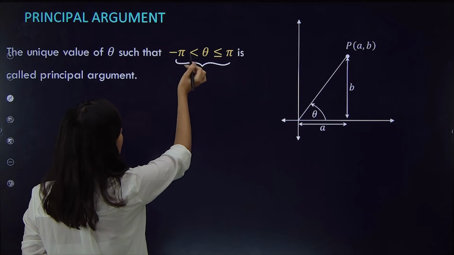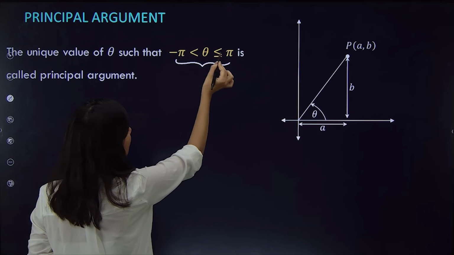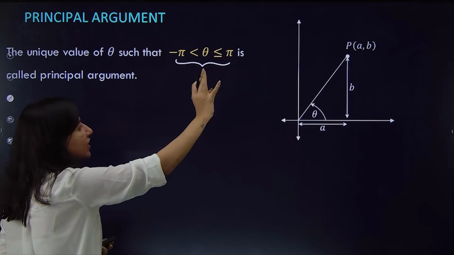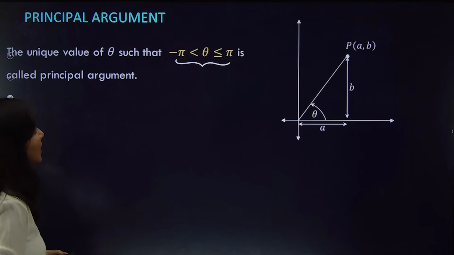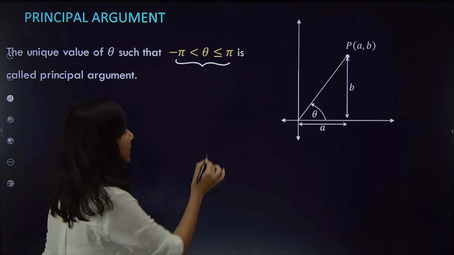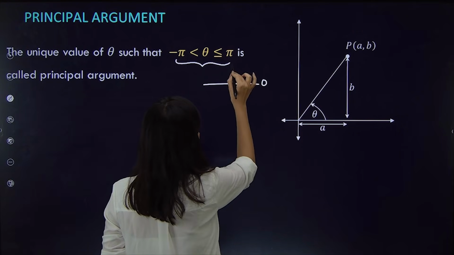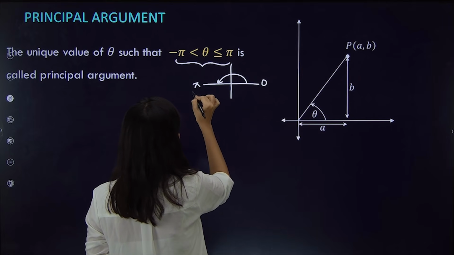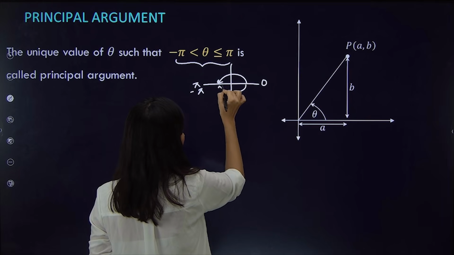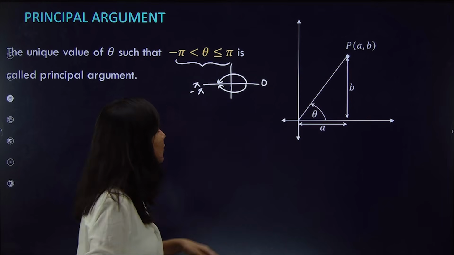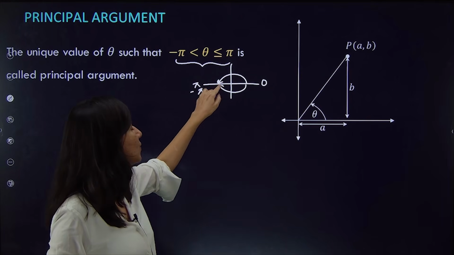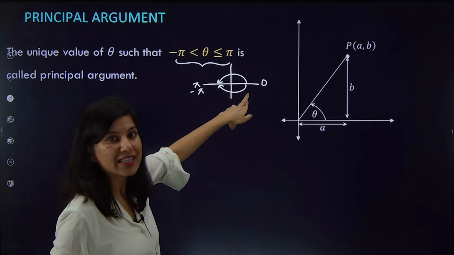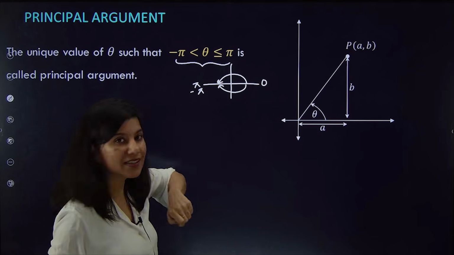Here theta is lying between minus pi to plus pi, where pi we are including but minus pi we are not including. So 0 to pi and 0 to minus pi, we are covering the whole circle. It's just that 0 is included, pi is included. Because if we include minus pi, then minus pi is also this position, right?